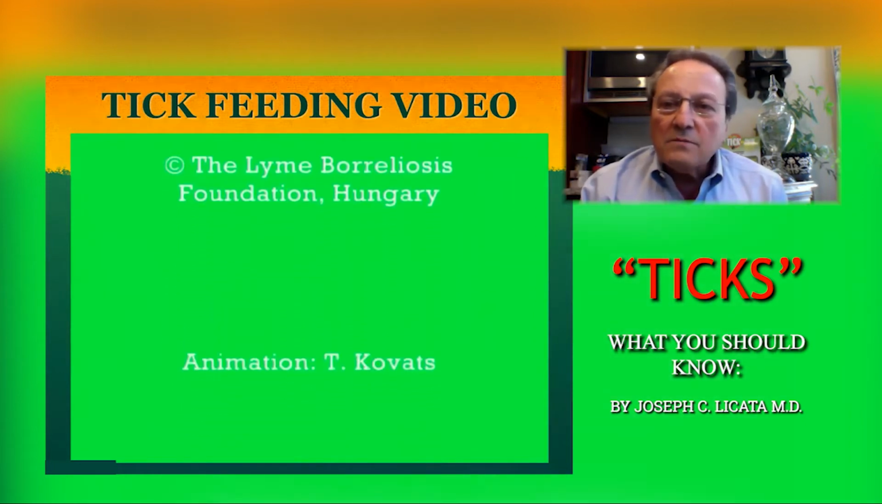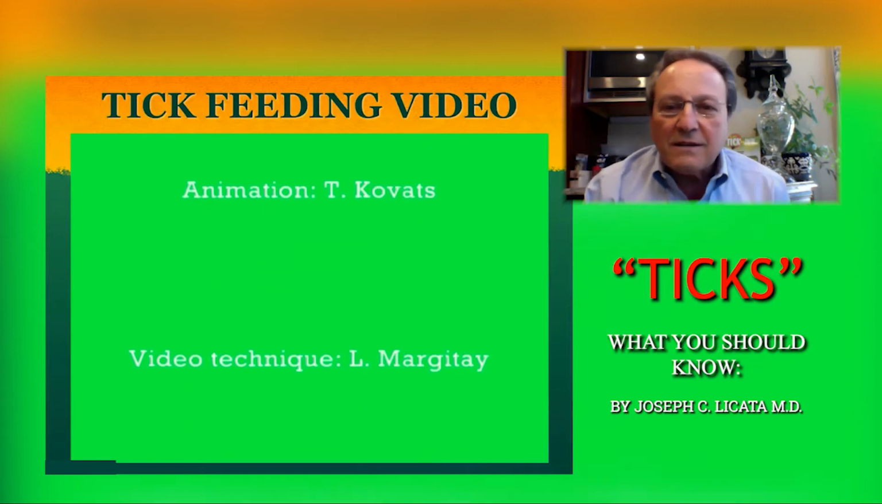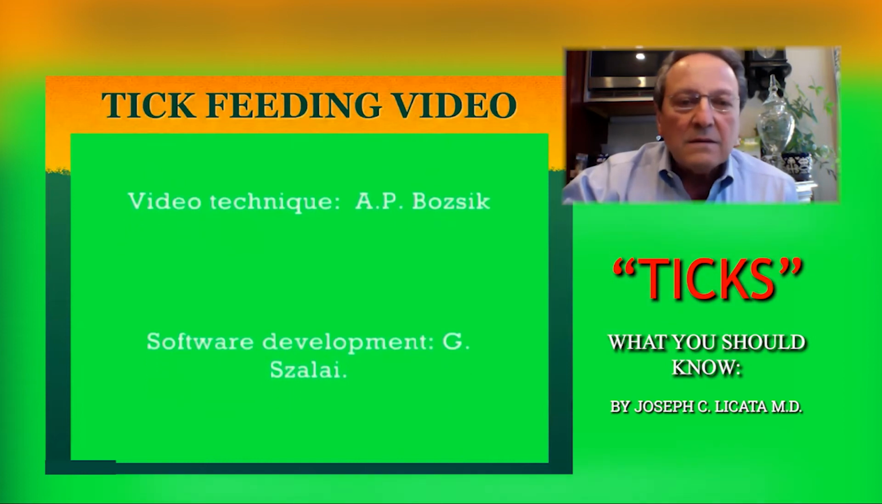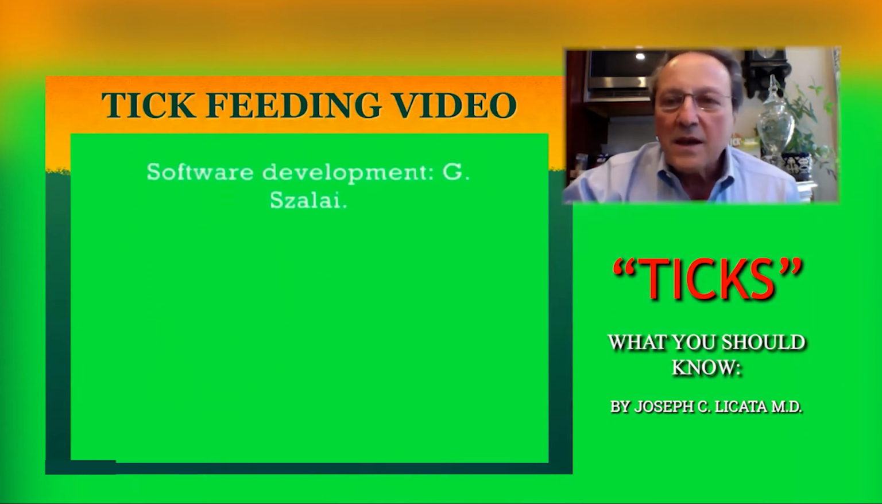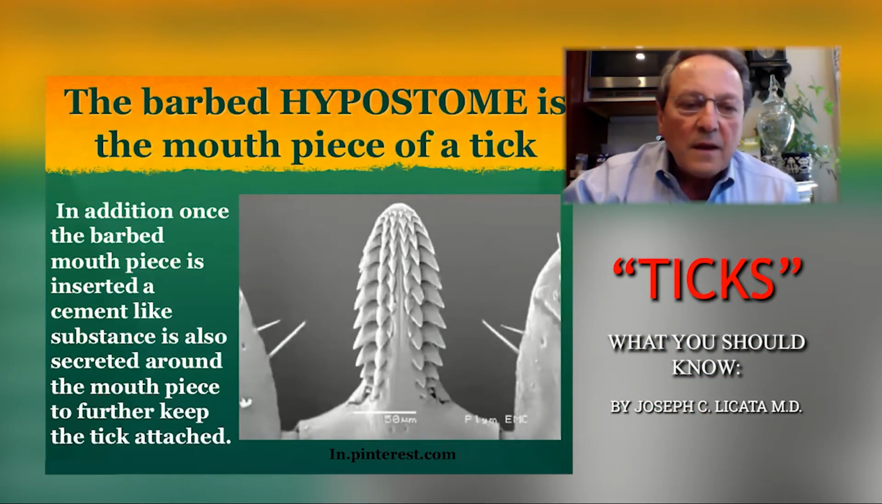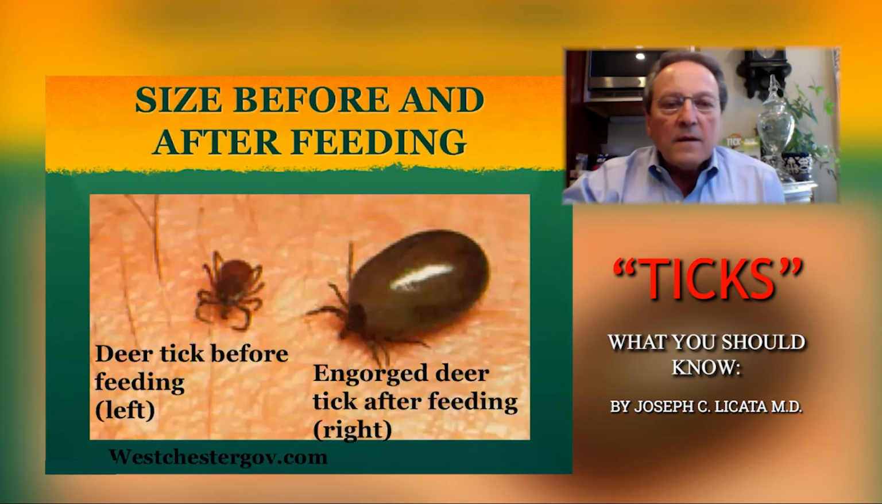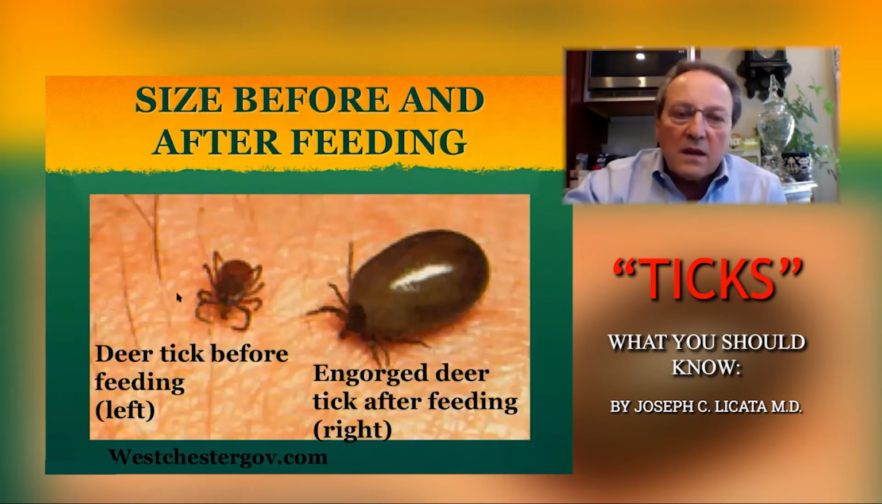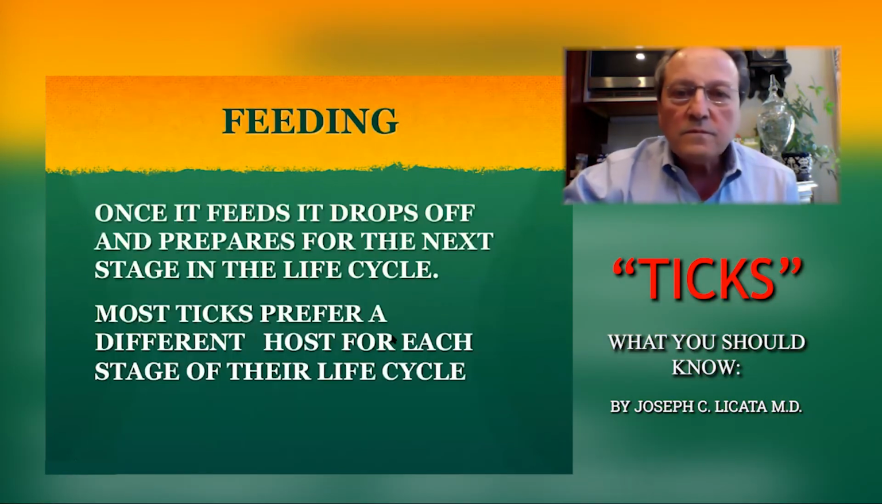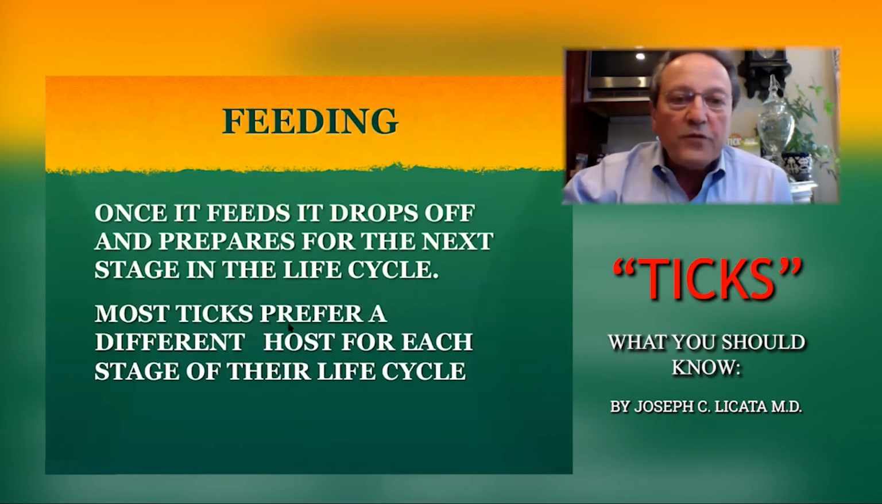It is quite interesting the way that they are able to feed, trying to minimize our awareness of their presence on our body. Once the tick feeds, it becomes engorged. And you can see this is a deer tick, how small it is and how large it becomes after feeding. And as I said, it drops off and prepares for the next stage in its life cycle.